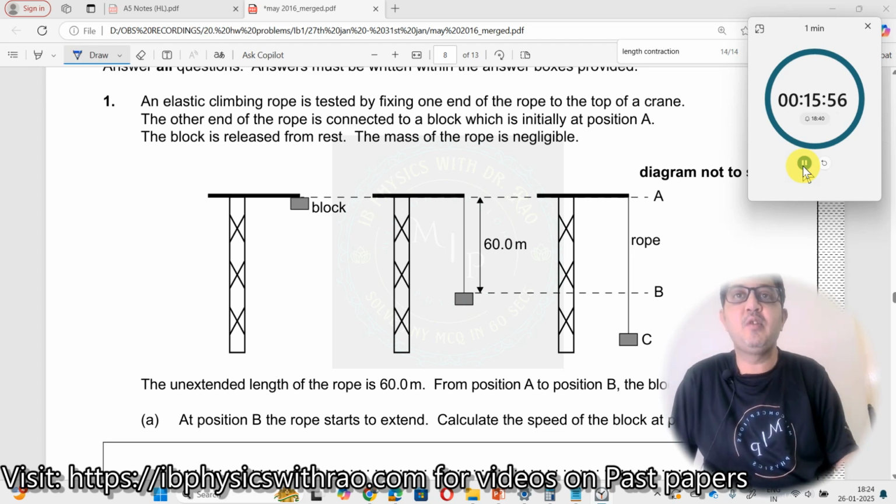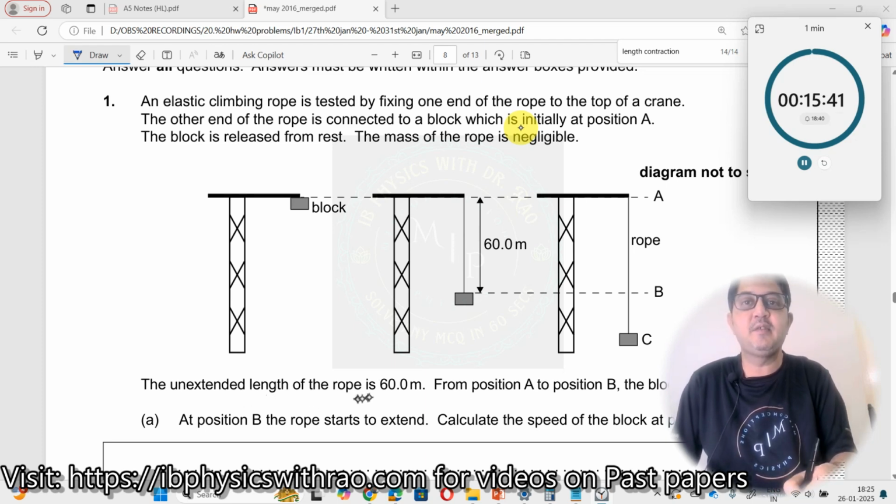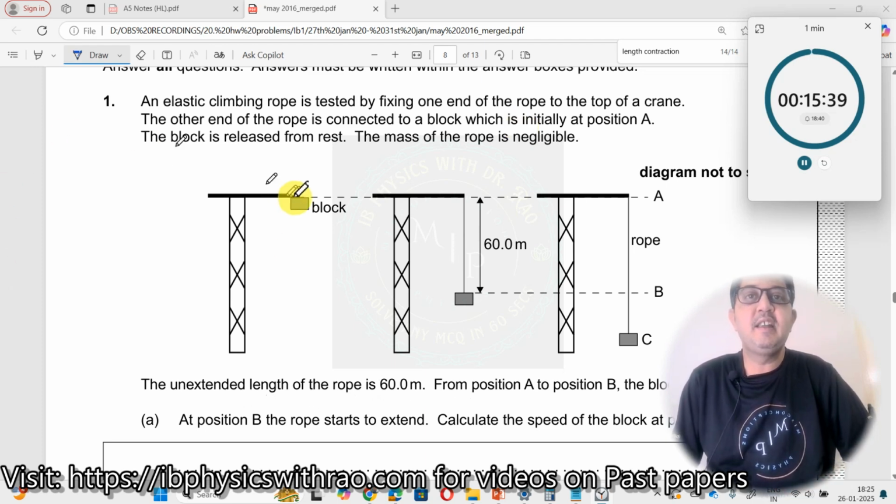Elastic climbing rope is adjusted by fixing one end of the rope to the top of a crane. The other end of the rope is connected to a block which is initially at position A. Okay, so you have a block here, and then it is initially at position A. The mass of the rope is negligible. There is no mass. Unextended length of the rope is 60 meters.